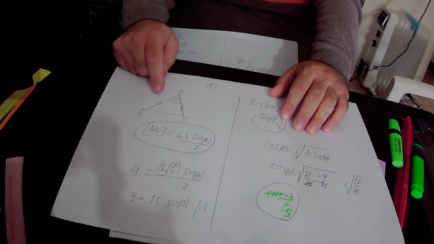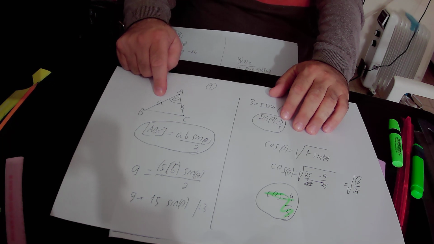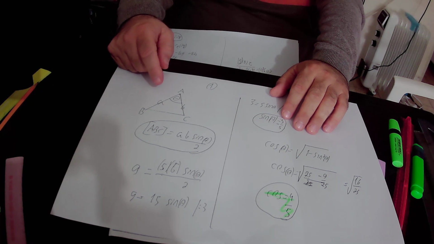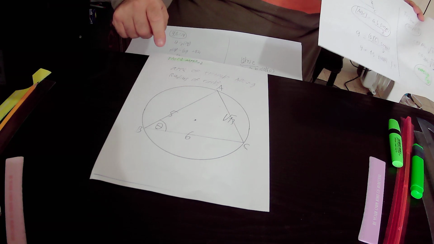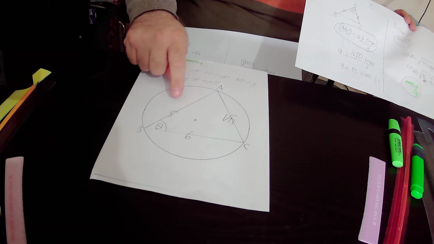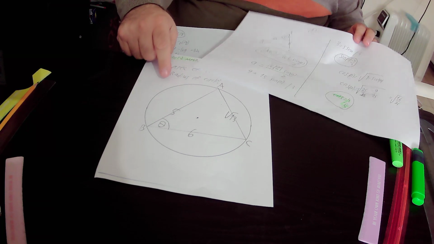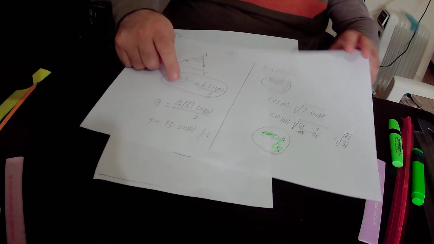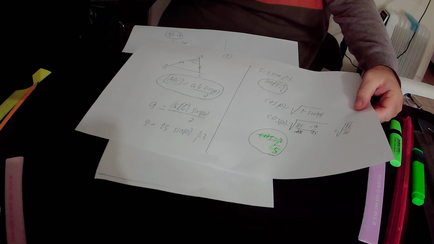Side AB equals A units in its length, side AC equals B units in its length. Then the area of triangle ABC will be equal to A times B times sine theta over 2. According to this formula, we found the area of triangle ABC with this angle theta: it will be equal to 5 times 6 times sine theta over 2.